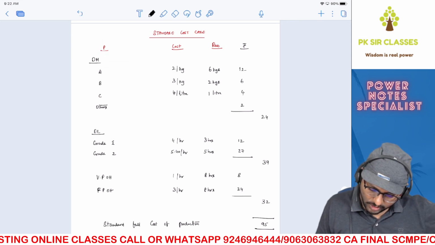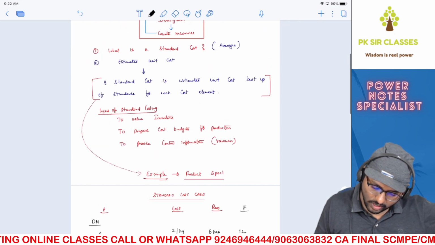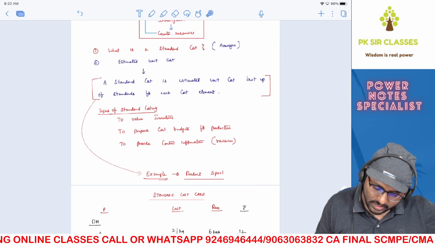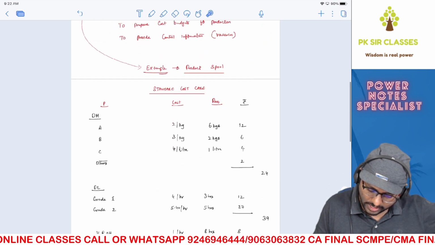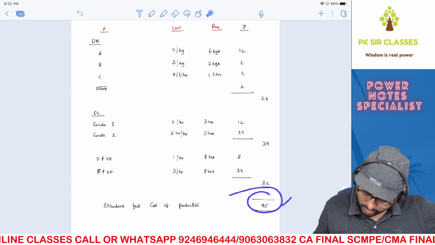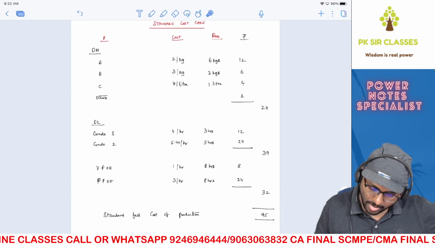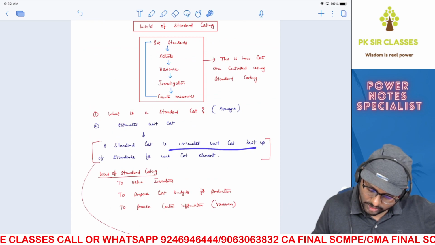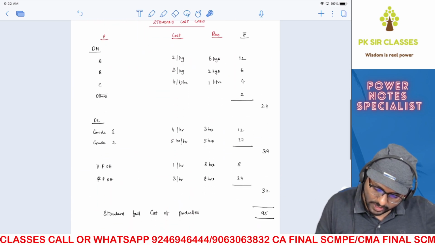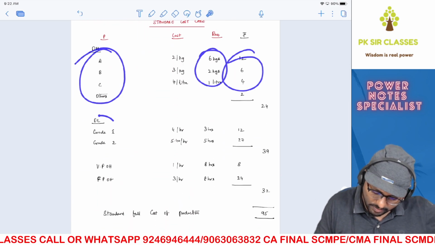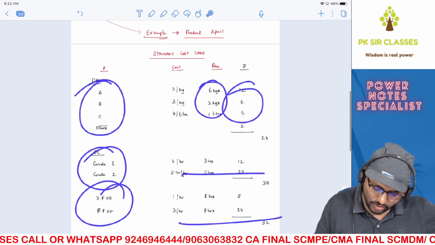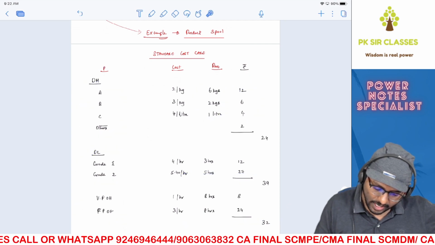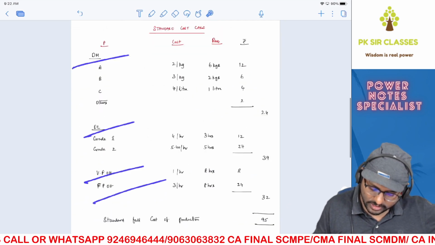Now you try to relate this with the definition. A standard cost is an estimated unit cost built up of standards for each cost element. So this is the standard cost, which is 95 in this particular example. So it is the estimated unit cost built up of standards for each cost element: direct material, direct labor, variable production overheads, and fixed production overheads.